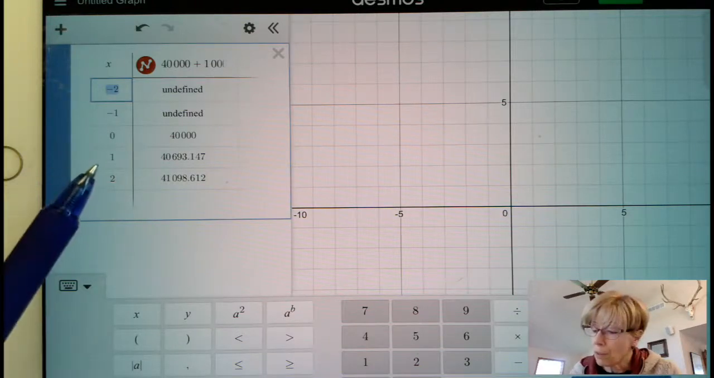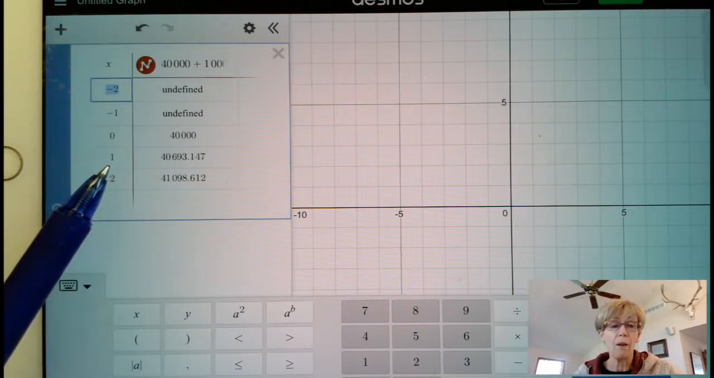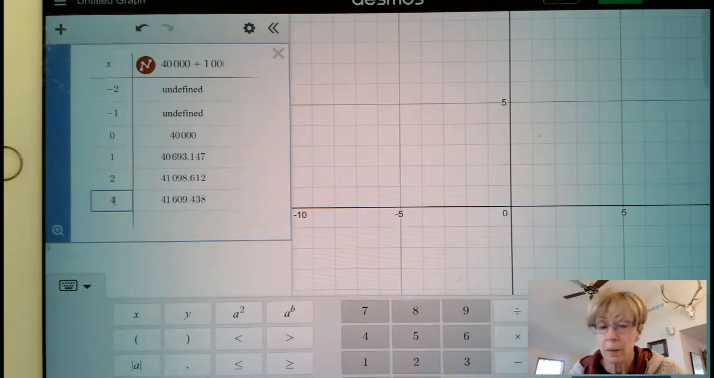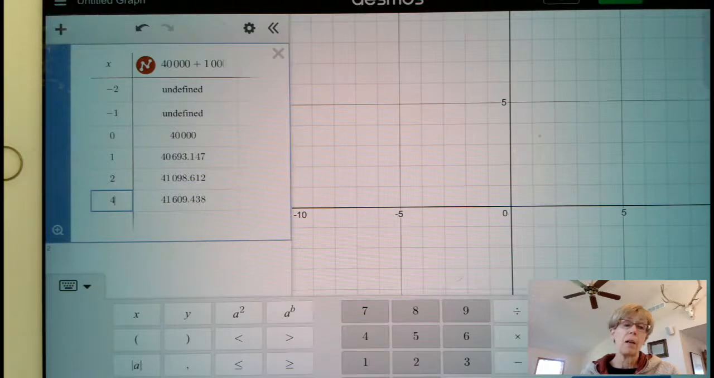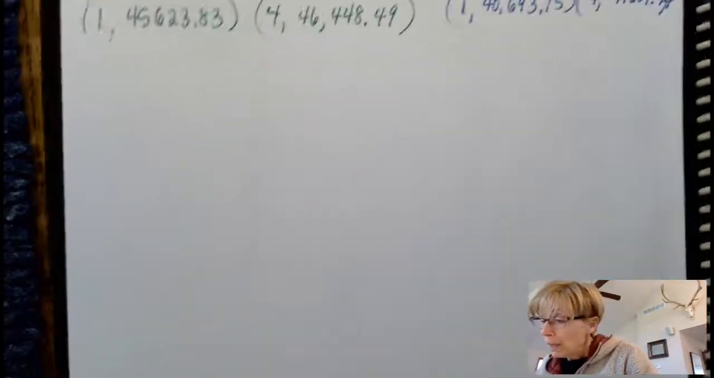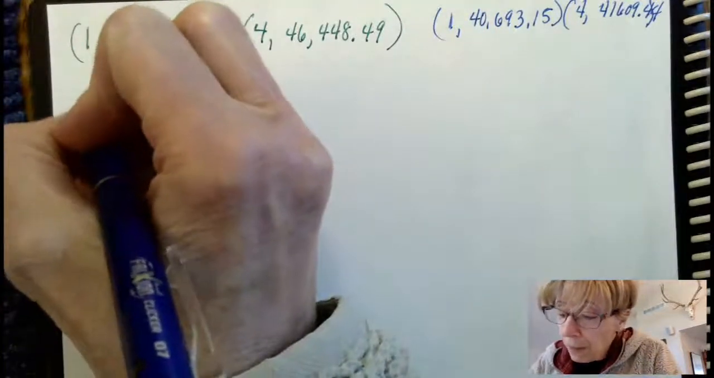So I think I have those points written down on my paper here. And once again, I want to remind you that the average rate of change is slope, and the formula for slope is y2 minus y1 over x2 minus x1. So here's x1, here's y1, here's x2 and y2. Same thing here. Here's x1, here's y1, here's x2 and y2. And we can fill them in.